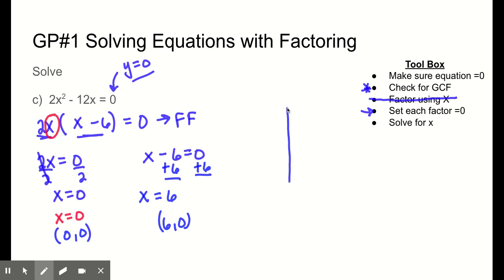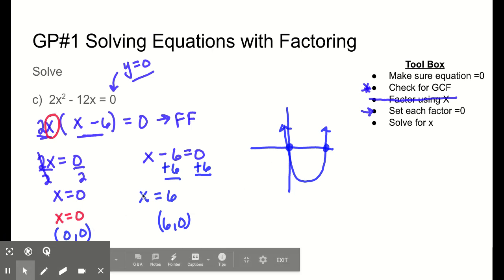So again, graphically, what does this mean? We have an x-intercept at 0. We have an x-intercept at 6. Graph opens up, and we have two real solutions here. Okay, just one more. I want to make sure I cover everything.